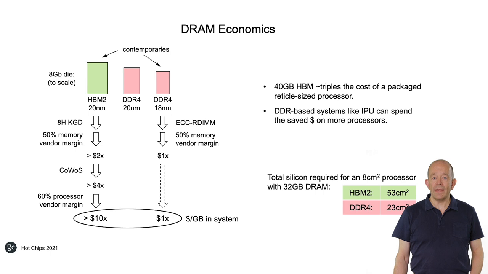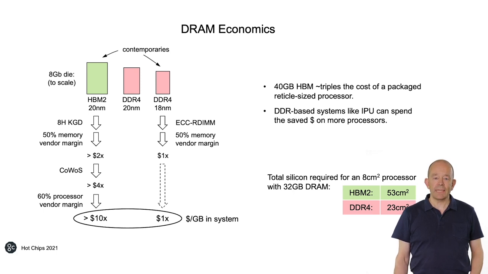HBM dice are then TSV etched and stacked with a base die to form a known good die component. The DDR dice are assembled onto a DIMM with additional ECC components. At the factory gates of the memory manufacturer, the HBM stack is more than twice the cost of the DDR DIMM per gigabyte. CoWoS assembly of the HBM stacks with a processor doubles the cost again.